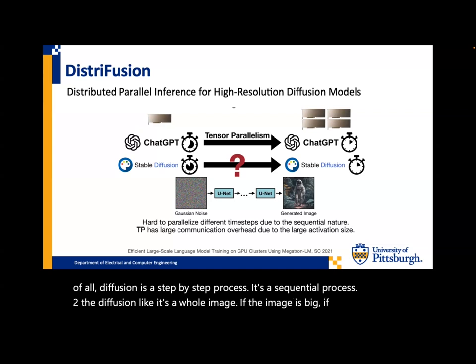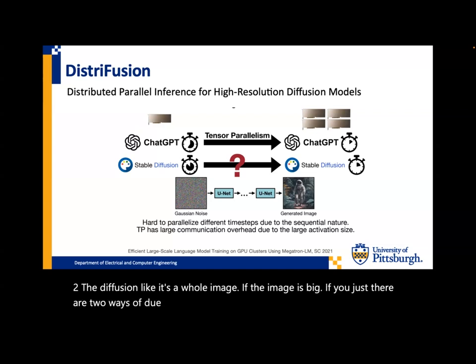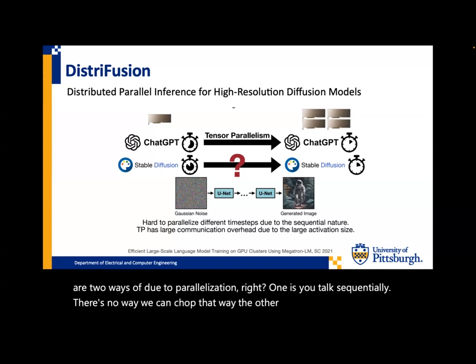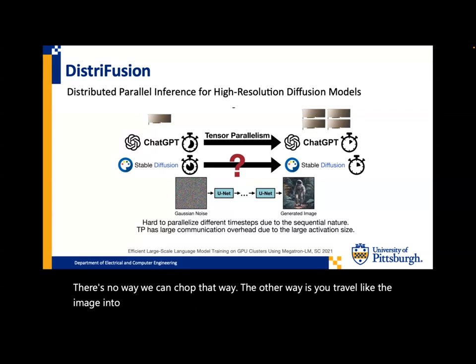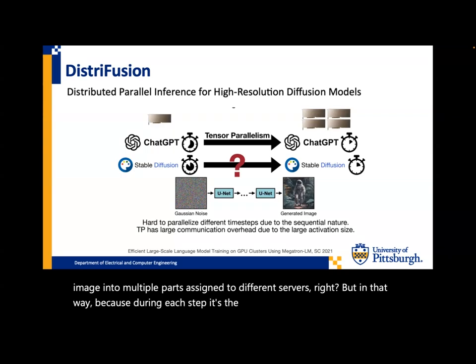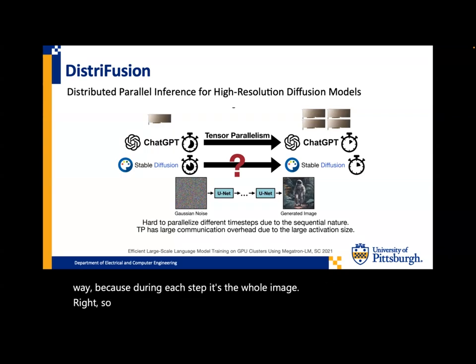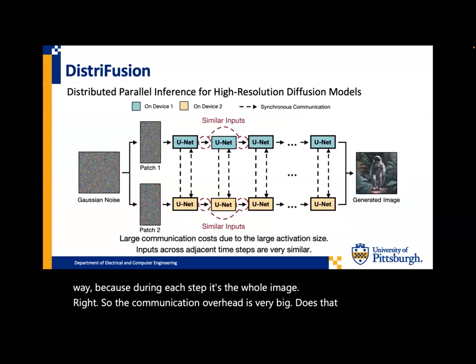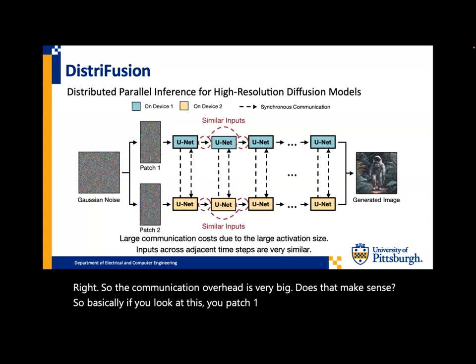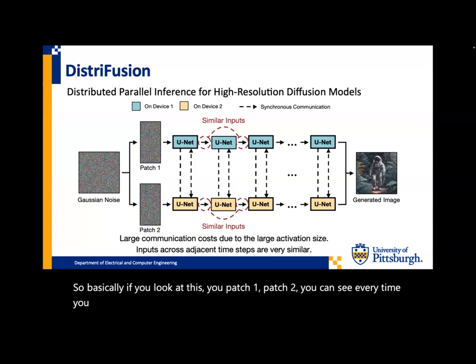there are 2 ways of doing the parallelization, right? One is you chop sequentially. There's no way we can chop that way. The other way is you chop the image into multiple parts and assign them to different servers, right? But in that way, because during each step it's the whole image, the communication overhead is very big. Does that make sense? So basically, if you look at this, patch 1, patch 2, every time you need to synchronize and you move. You synchronize and you move. It's a nightmare for parallelization, right?